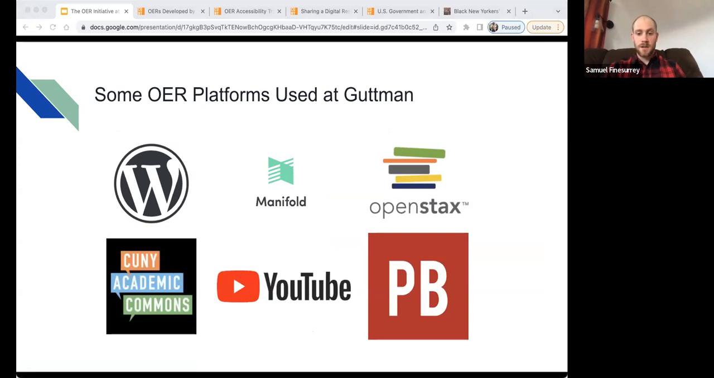So these are some OER platforms, and what you're seeing on the screen here is 6 different OER repositories. WordPress, Manifold, OpenStax, CUNY Academic Commons, YouTube, which is oftentimes an open educational resource with a Creative Commons license to back that. And that's an option when you post something on YouTube. And then what's PB again, Amy? And another one.